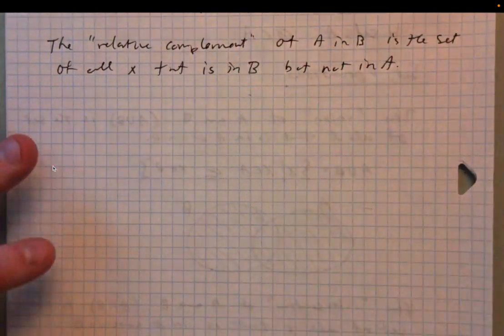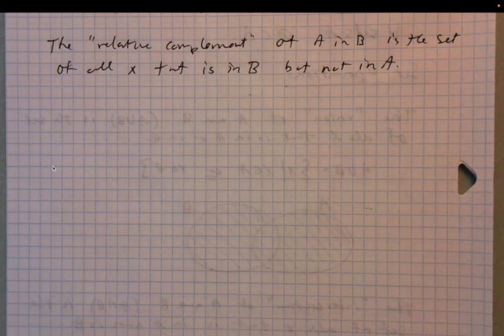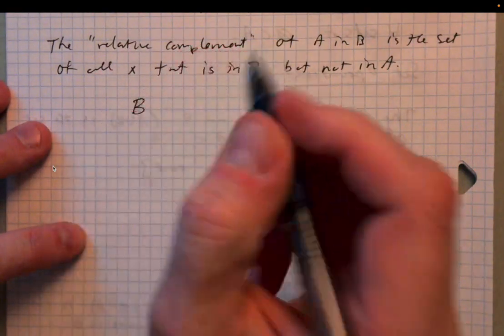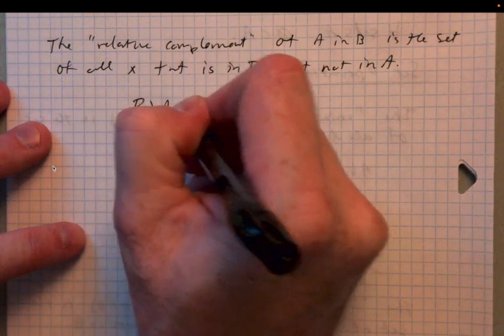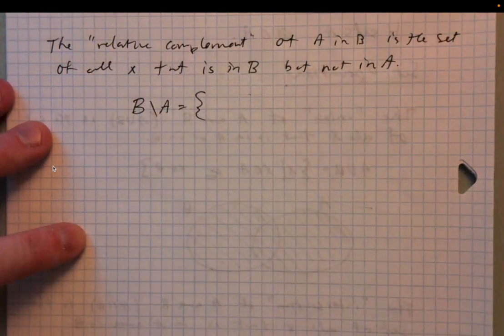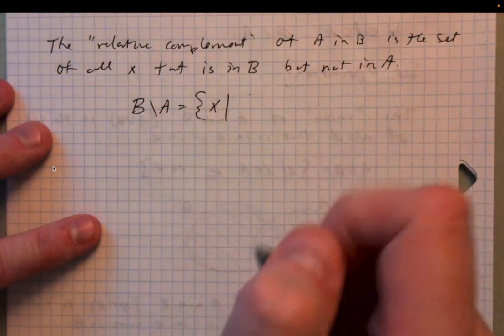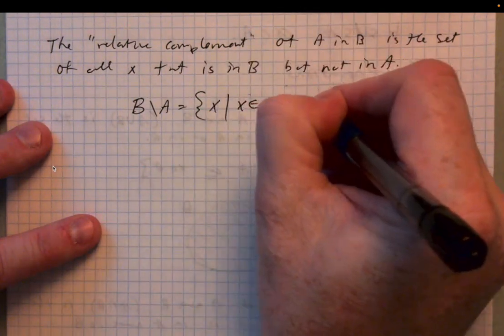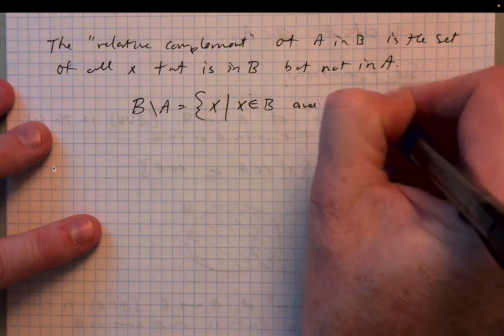This may be one that you're less familiar with. If you've had just basic set theory, you may not have encountered this one. It may not have been something that you worried too much about. In symbols, we would say B minus A is equal to the set of all x such that x is in B and x is not in A.